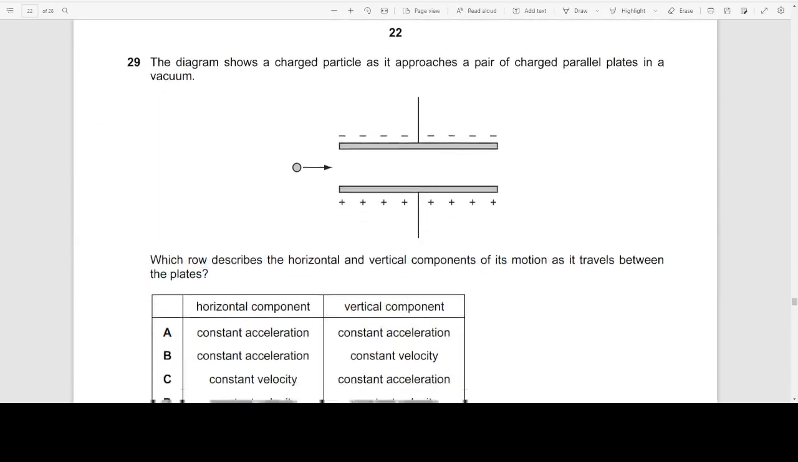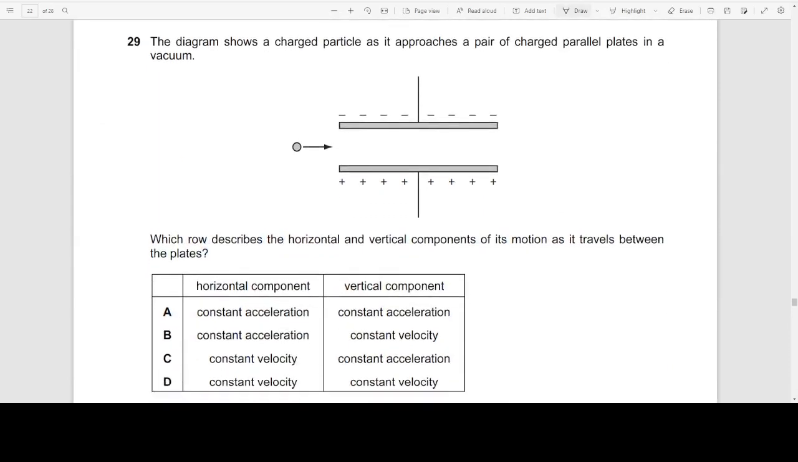The diagram shows a charged particle as it approaches a pair of charged parallel plates in a vacuum. So this particle is charged, so it will go somewhere like this or like this, either upwards or downwards. It would be a projectile motion, because there are no forces in the horizontal direction. There are only forces in the vertical direction, excluding gravity. So the horizontal component would have constant velocity.